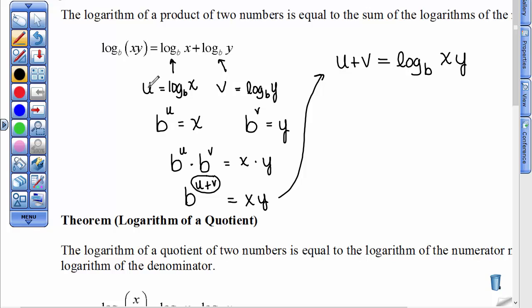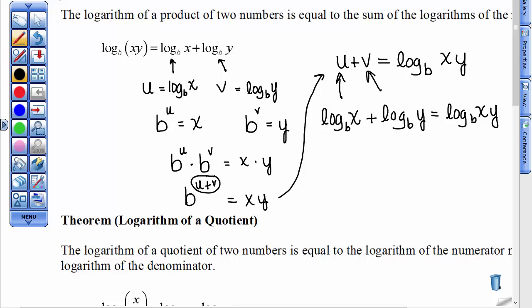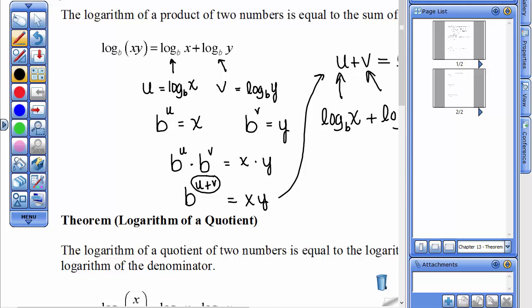Way in the beginning, the letter u represented the log of x, where the base is b. So see right here? I'm going to replace the letter u with the log of x, where the base is b. And see this letter v right here? That's the log of y, where the base is b. So I'm going to replace that with the log of y, where the base is b. And I'll finish the right side of the equation, and it says if I want to take the logarithm of the product of two items, I could also write it as the sum of the log of each item. So let's go back to this worksheet.